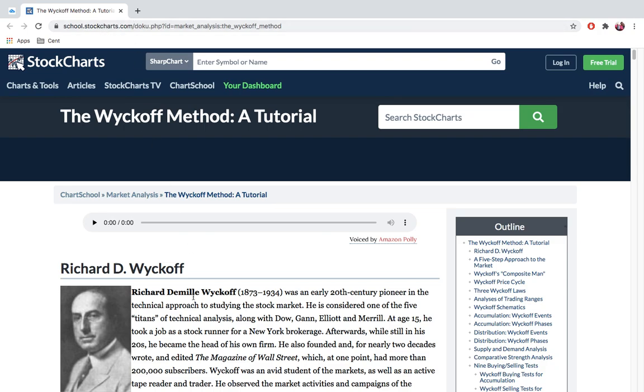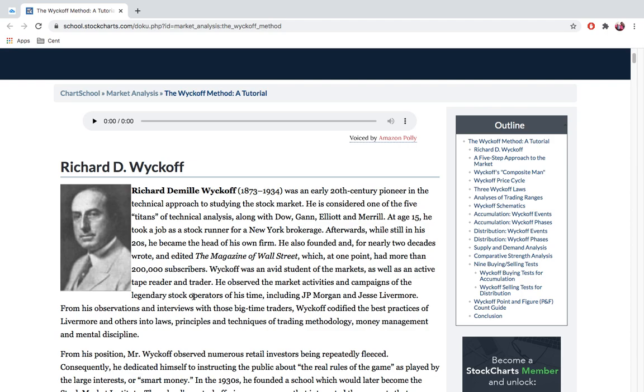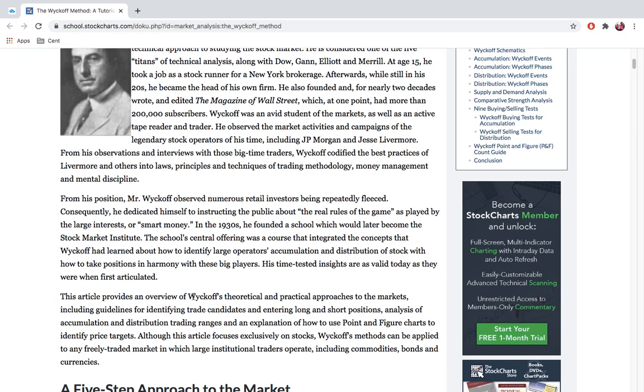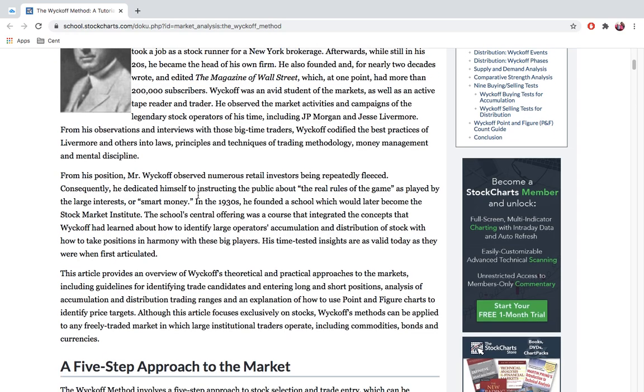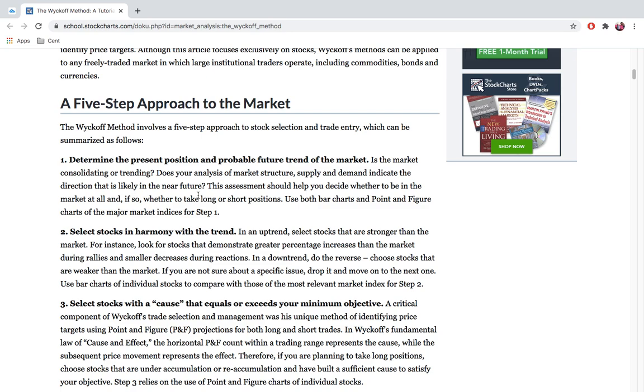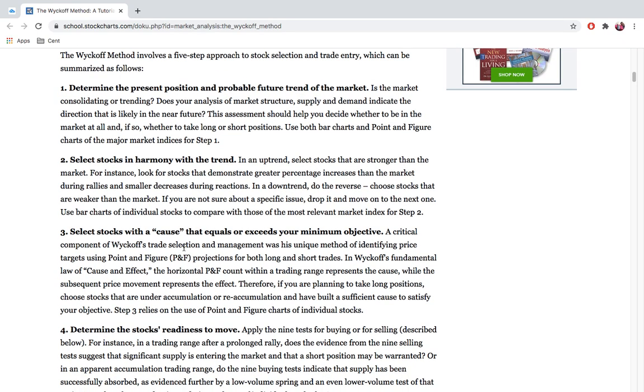school.stockcharts.com. Here you understand all about Wyckoff, because this is like a summary of Wyckoff. There are other books, like 200 pages, that you can go and read. So I'm not here to tell you so many stories about who Mr. Wyckoff was. You can come here and read. The only thing that I recommend you to understand is the 5-step approach to the market. Read all this. Understand what is happening.